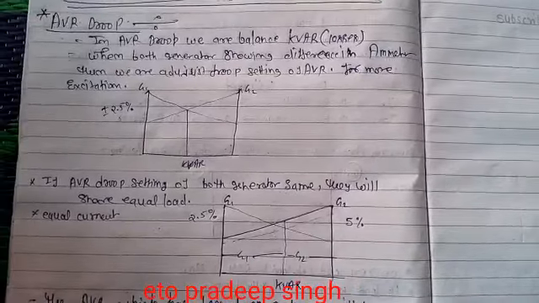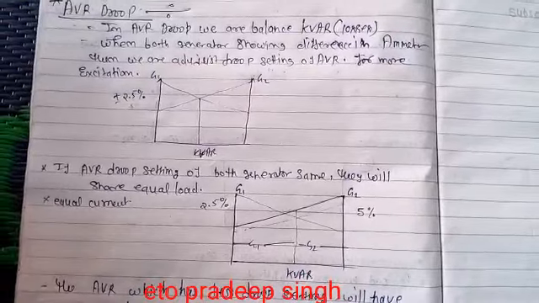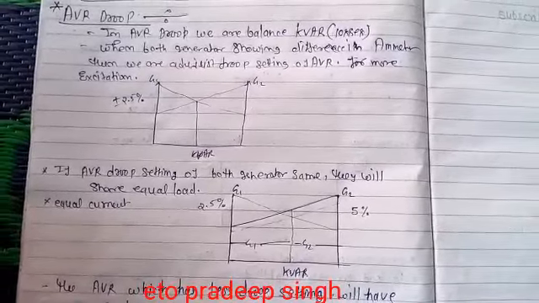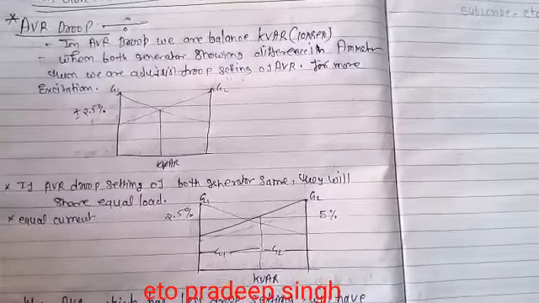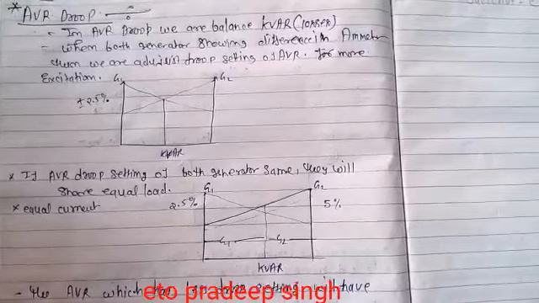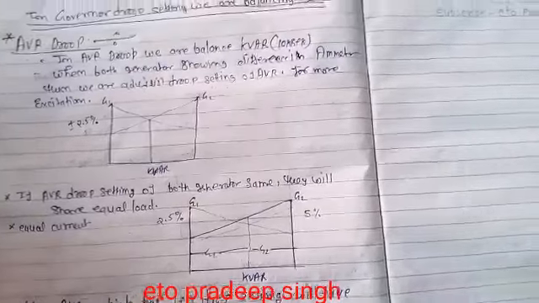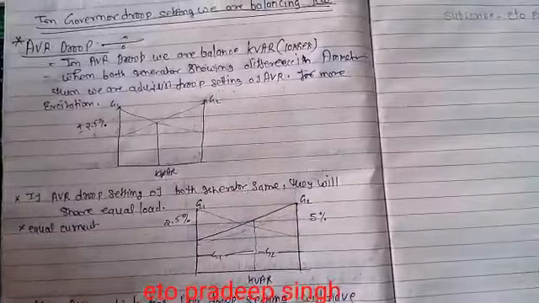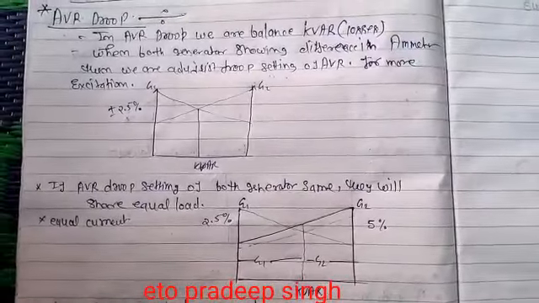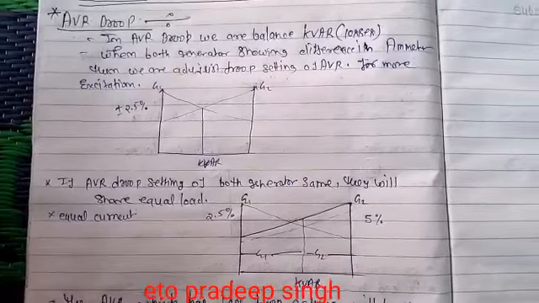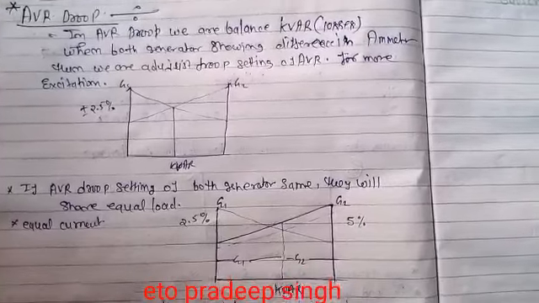So when both generators show a difference in the ammeter, then we adjust the droop setting of the AVR for more excitation, so more magnetic field is generated, according to the alternator working principle. Here the same is shown, generator 1 and generator 2. If the AVR droop setting of both generators is the same, they will share equal load, that is, the same equal current.